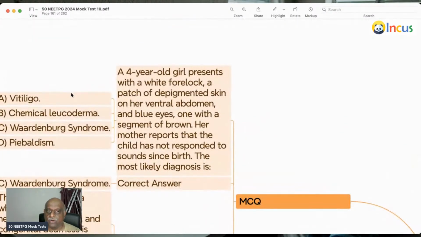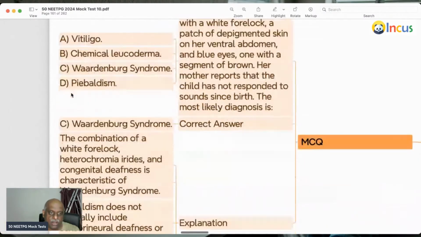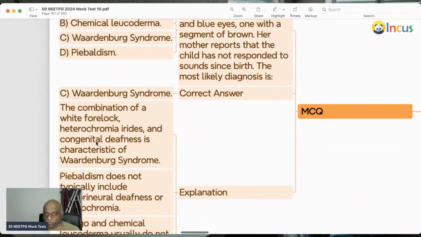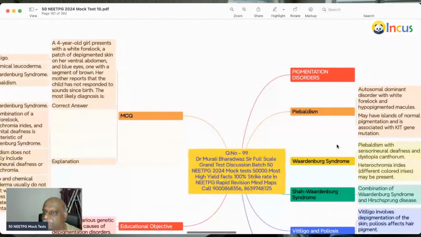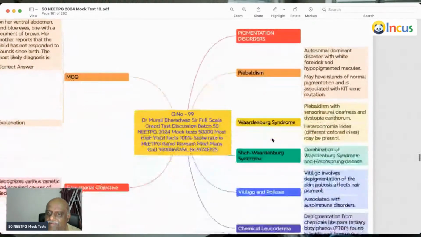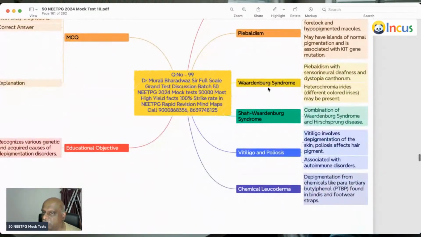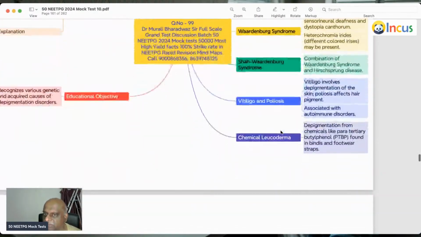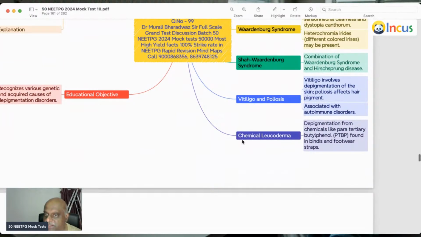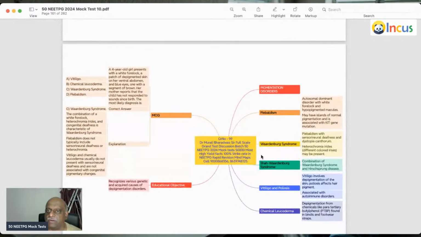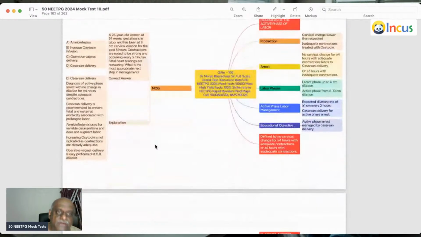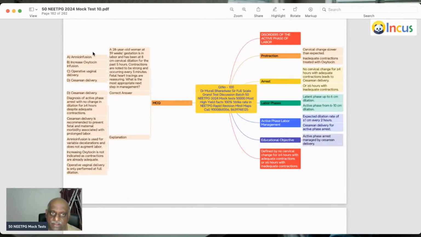Now, a 4-year-old girl with a white forelock, heterochromia iridis, and congenital deafness, these are all characteristic of Waardenburg syndrome. So, piebaldism, Waardenburg syndrome, vitiligo and poliosis, chemical leukoderma, you should know all these pigmentation disorders by heart.